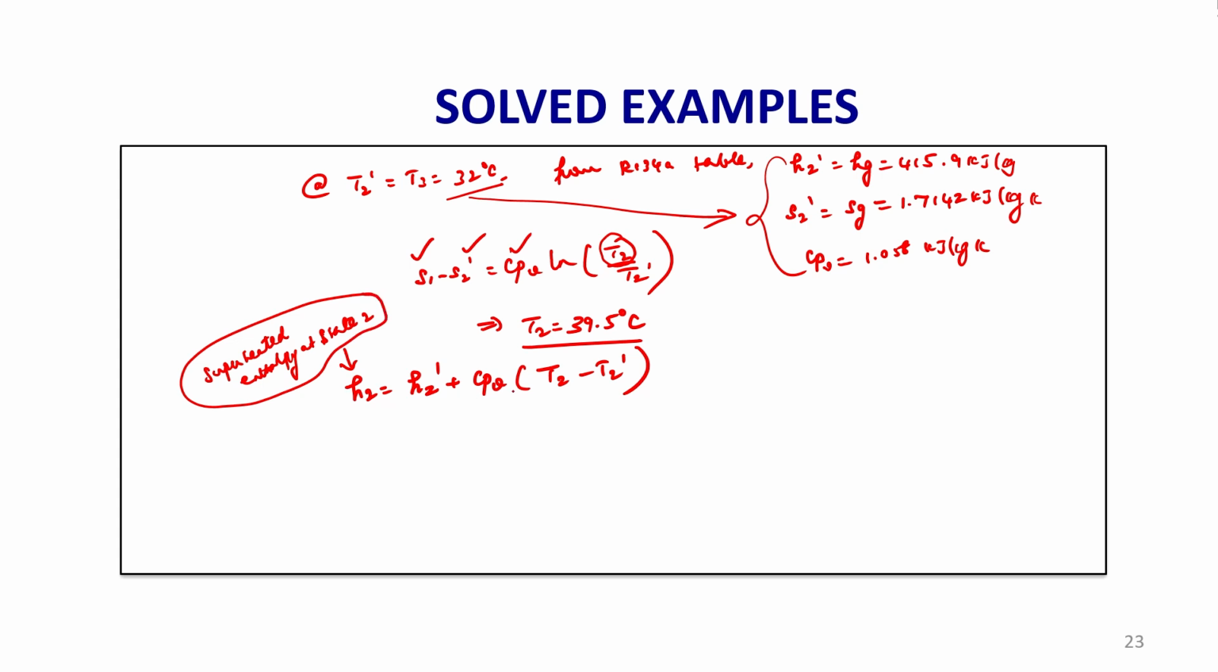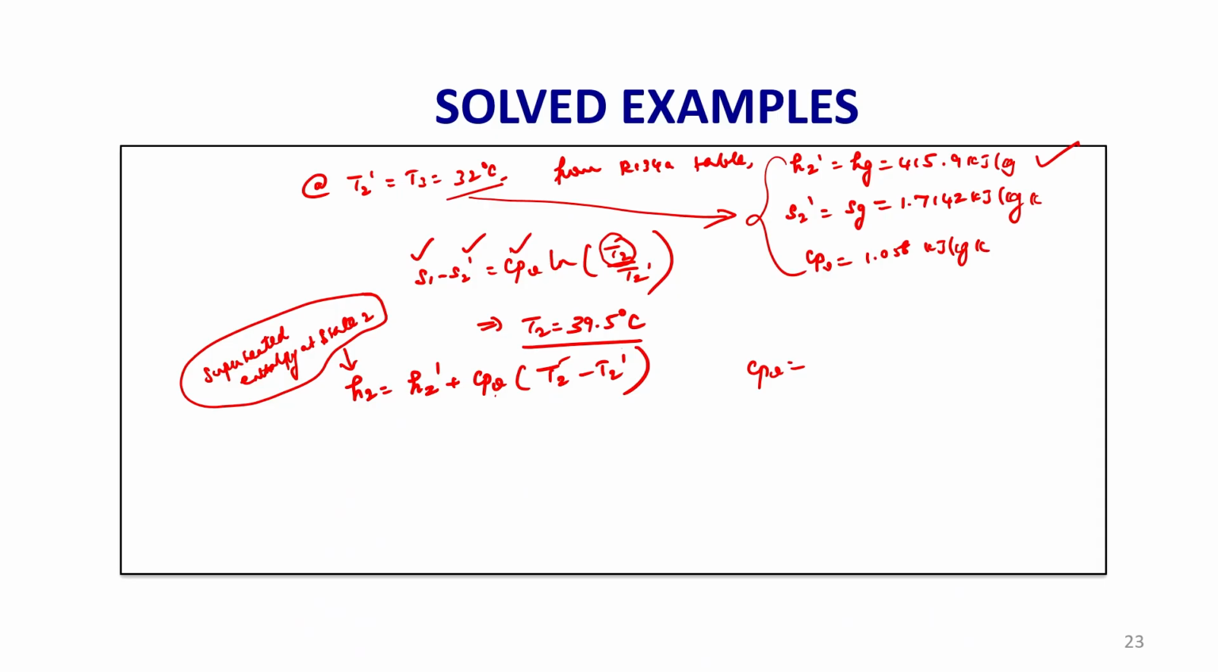H2 is equal to H2 dash plus Cp. H2 dash I have found out here. Now, the Cp of vapor we have to find out, because I know T2 and T2 dash. The correct method to find the property is the average temperature, but here I do not know the T2 temperature. So, I took the Cp value at T2 dash.